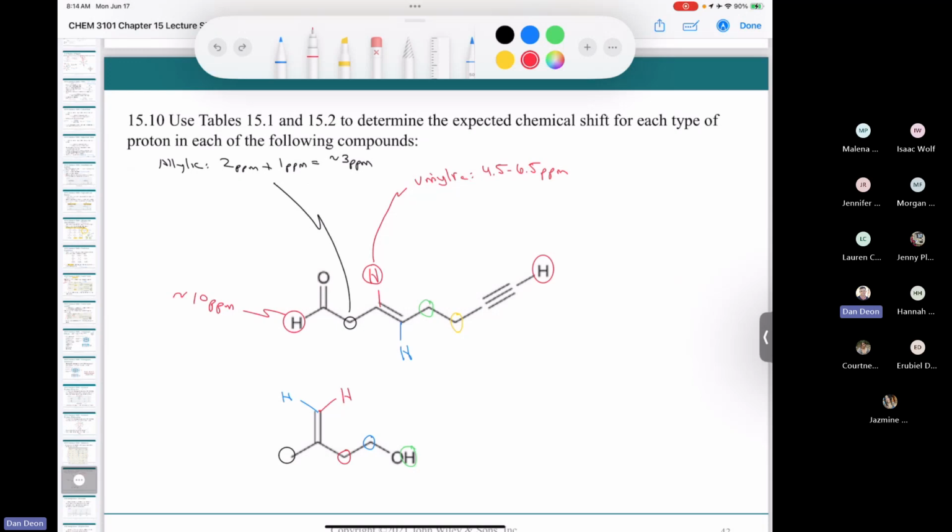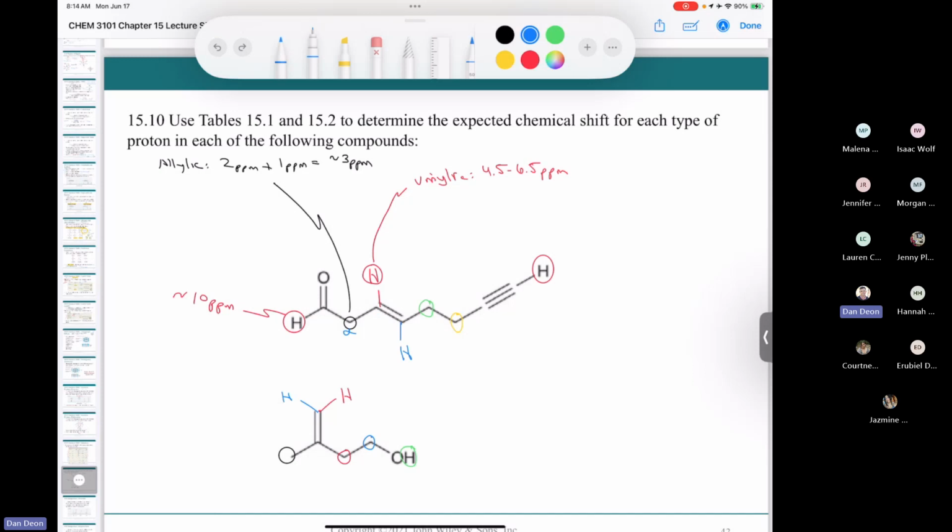But one thing I would add to that, though, is that if this is the alpha carbon, alpha to the carbonyl, right, this is beta to it. And so if it's beta, then you could add 1/5 of 1, which is 0.2. So if you add 0.2 to 4.5, you get 4.7.